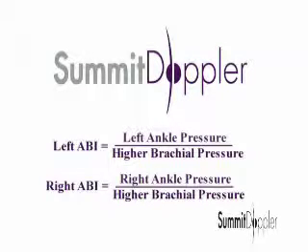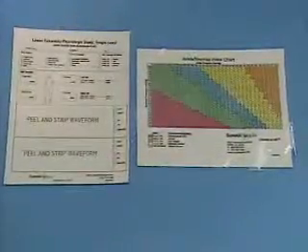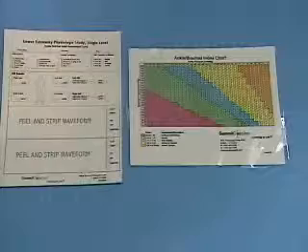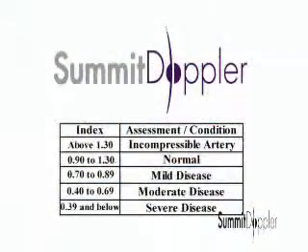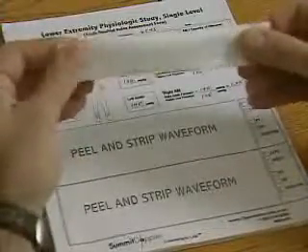For both sides, divide the ankle pressure by the higher of the 2 brachial pressures. Summit provides a convenient chart for determining the ratio. Later, we'll discuss interpretation of the ABI. Complete the report by peeling the back off the waveform labels and attaching them to the form.